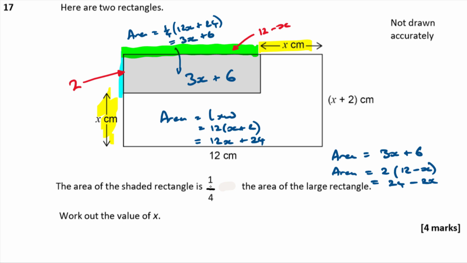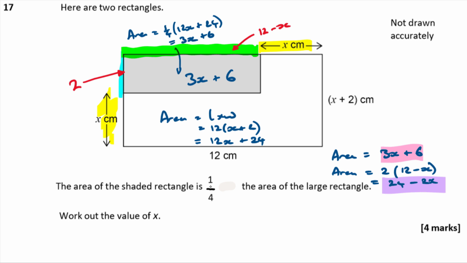So we can kind of solve these as simultaneous equations. If the area is 3x plus 6 and the area is 24 minus 2x, then 3x plus 6 must be equal to 24 minus 2x. So these two things here have to be equal to each other, okay? Because they're the same area. We just found it in two different ways.